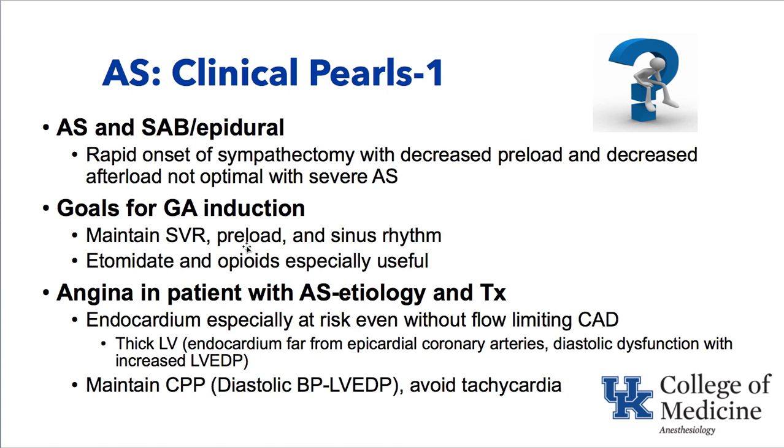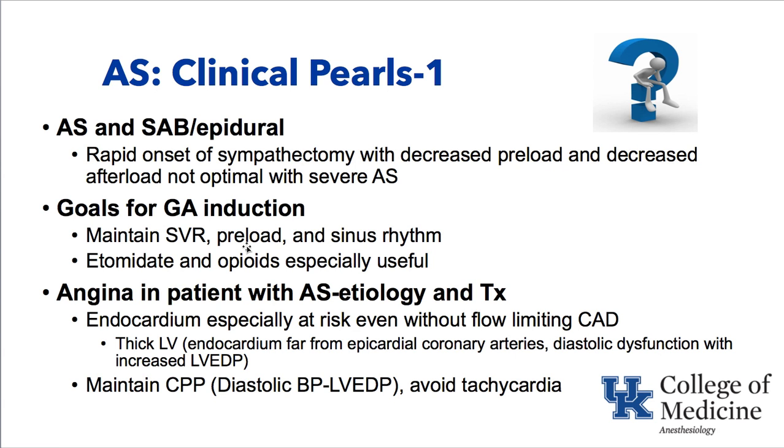A couple clinical pearls here. One, spinal anesthesia and epidural. If you put in a spinal anesthetic and have a rapid onset of sympathectomy, T1 through L2, your sympathetic nervous system, and you decrease the preload and you decrease the afterload, this is not going to be good for that thick, non-compliant left ventricle that needs to be filled and needs afterload up, and patients can become severely hypotensive. So putting in a spinal anesthetic in a patient with aortic stenosis that's severe, probably not a wise thing to do.